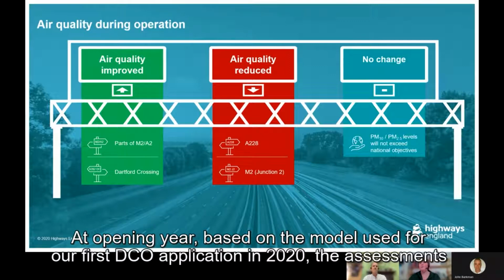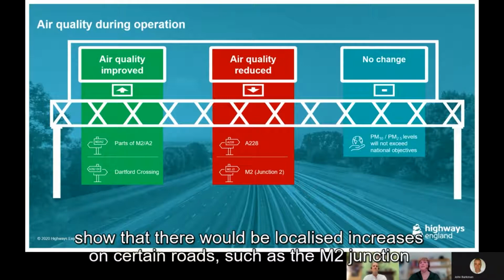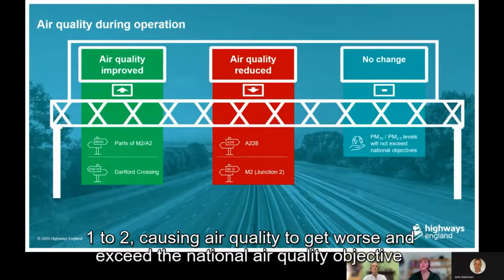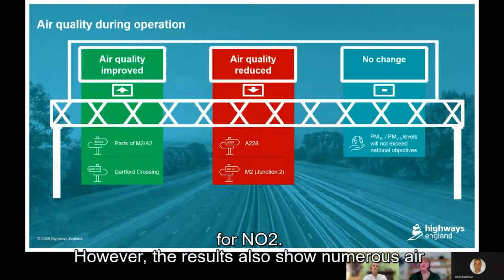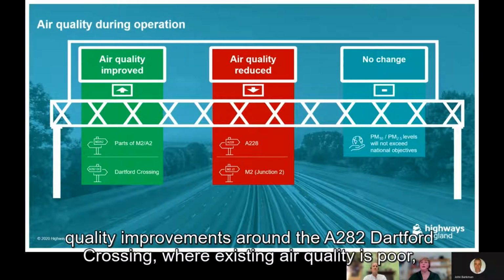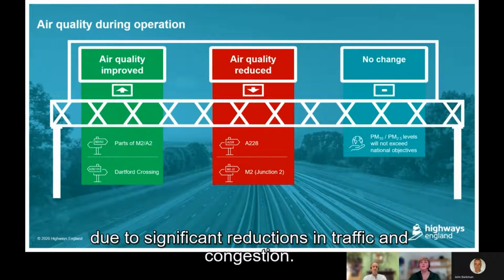At opening year, based on the model used for our first DCO application in 2020, the assessments showed that there would be localised increases on certain roads, such as the M2 junction 1 to 2, causing air quality to get worse and exceed the national air quality objective for NO2. However, the results also show numerous air quality improvements around the A282 Dartford Crossing, where existing air quality is poor, due to significant reductions in traffic and congestion.